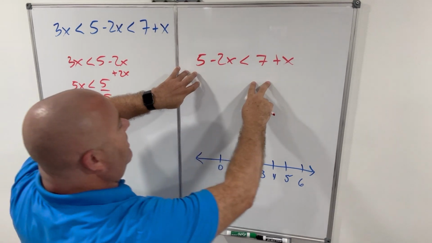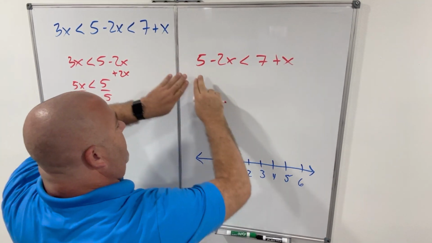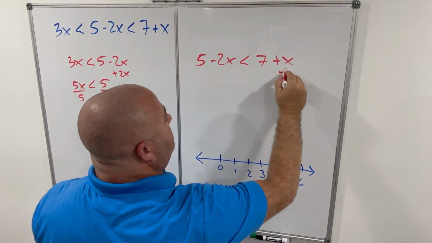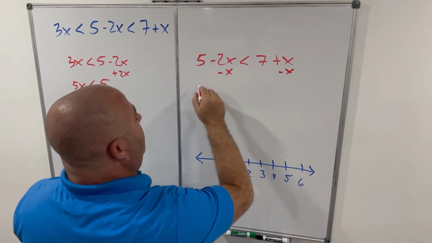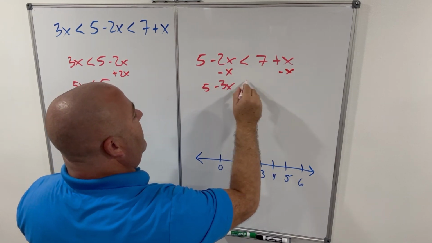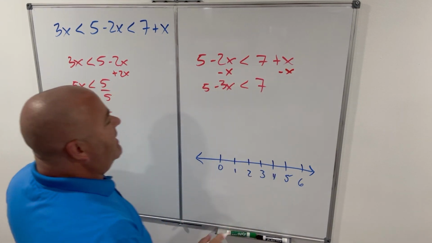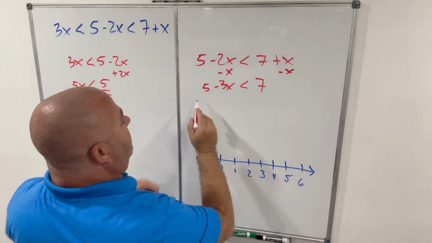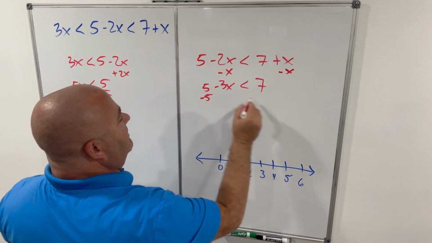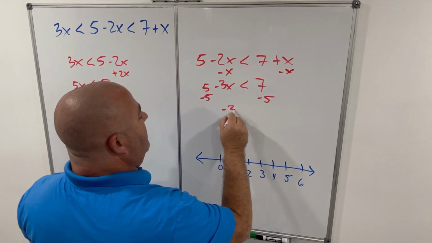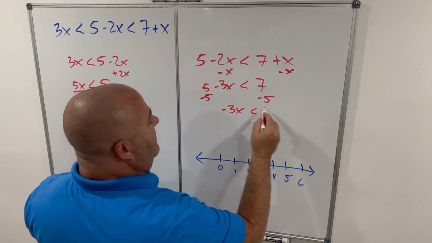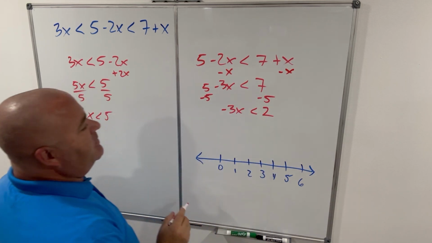Now, solving here, let's go ahead and get all of our x's on one side again. So we're going to subtract an x. And that gives us 5 minus 3x is less than 7. Let's subtract our 5. And we get negative 3x is less than 2.